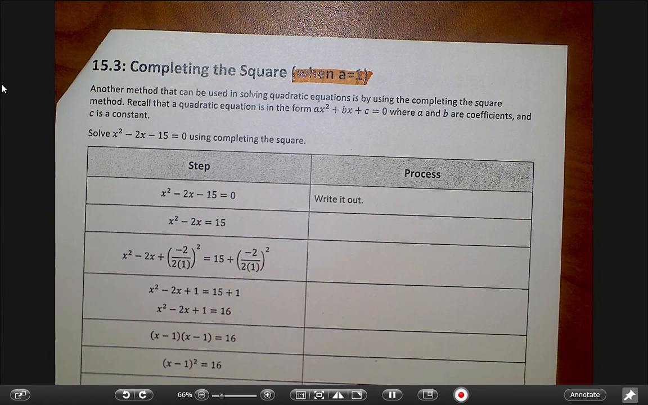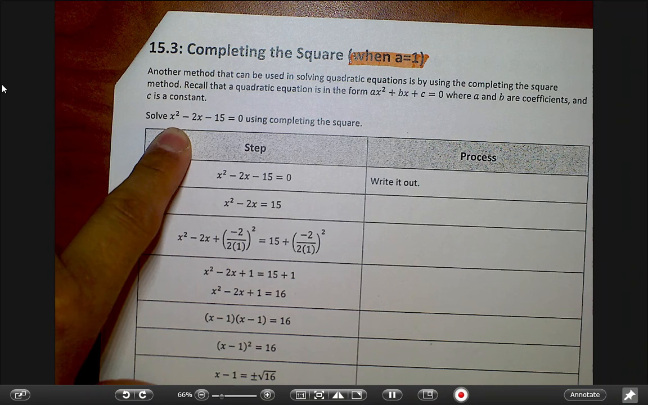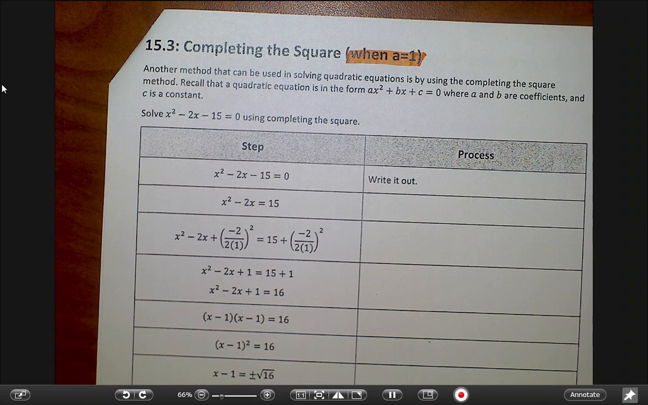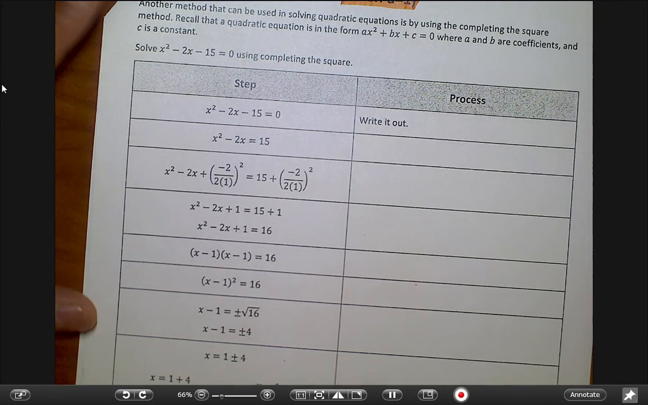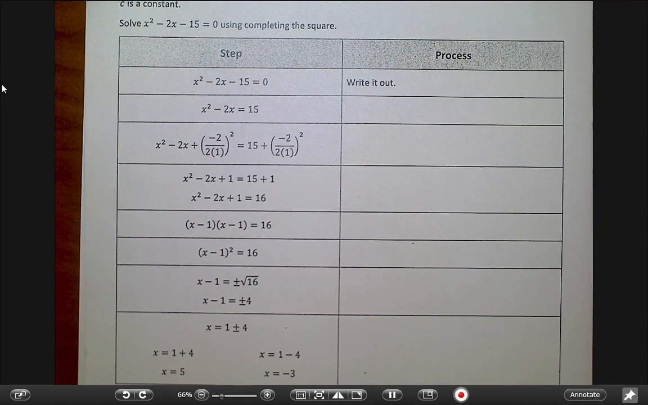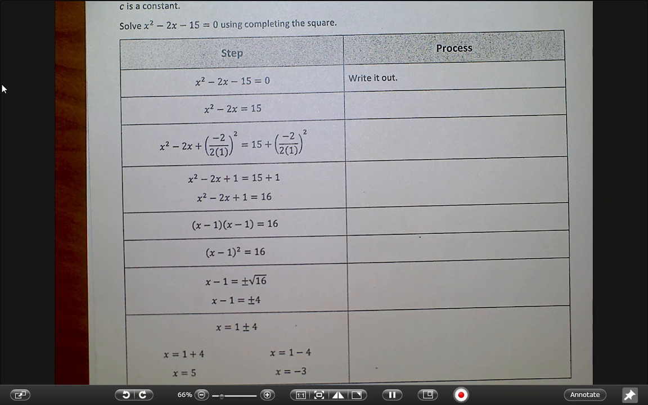When A is 1. A is 1, that's a good start right there. That means that over here, it is 1. If it's any other number than 1, the method works, but you have to do one more step. Okay, you have to do one more step. So let's go through and do this, and starting here. We start by writing out the problem. Yeah, that's usually the first thing, right?